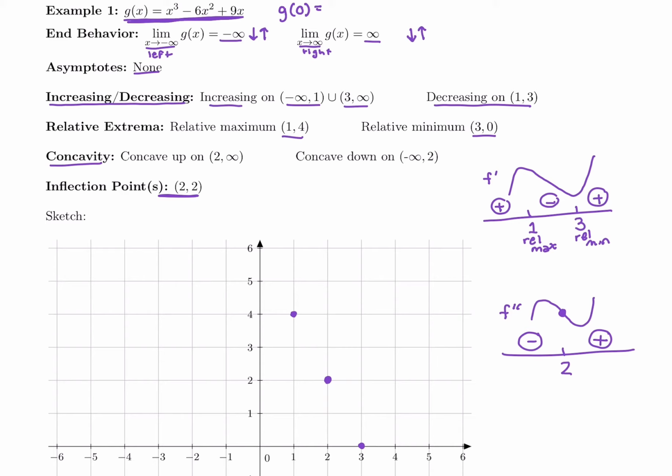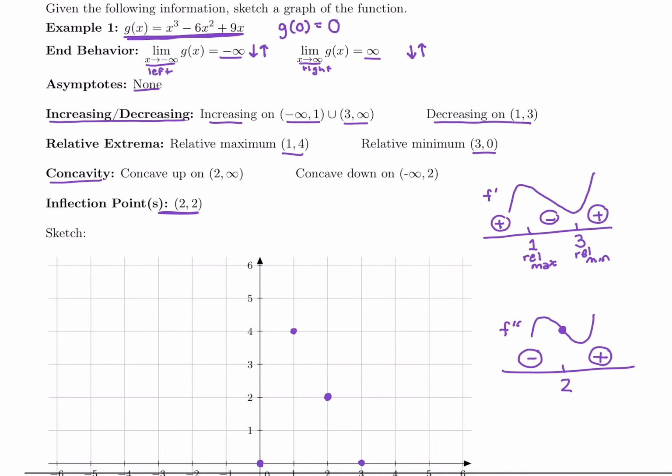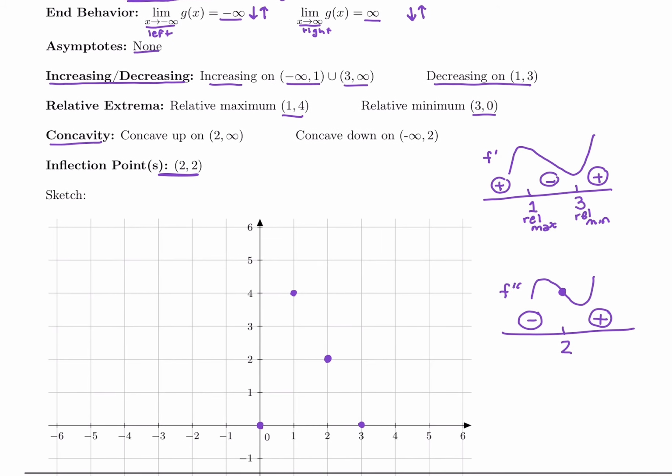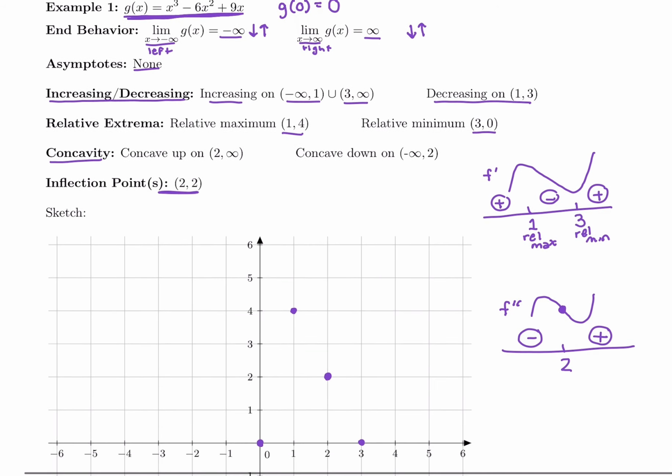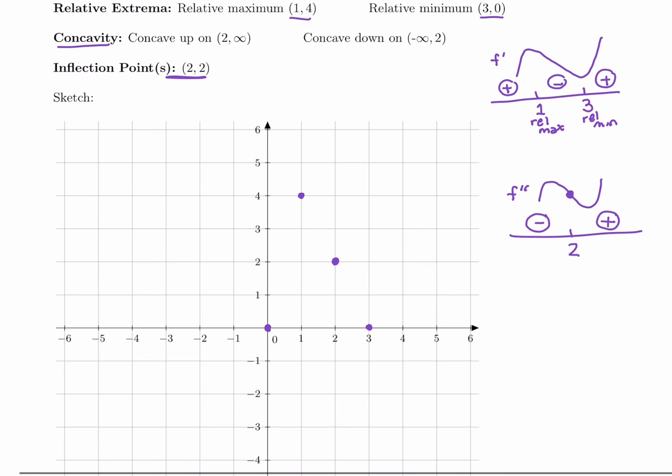But let's say I want to know the y value at 0. I'd plug in 0 to this function and see what the y value is. 0 cubed minus 6 times 0 squared plus 9 times 0 is just going to give me 0. So I could definitely keep going. I could plug in -1 to this function and 4 and 5 and just keep plugging in and finding some y values, and my sketch would only get more and more accurate. But I'm good with just those few points there.